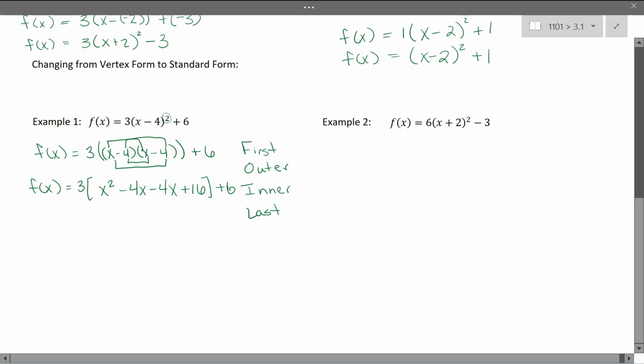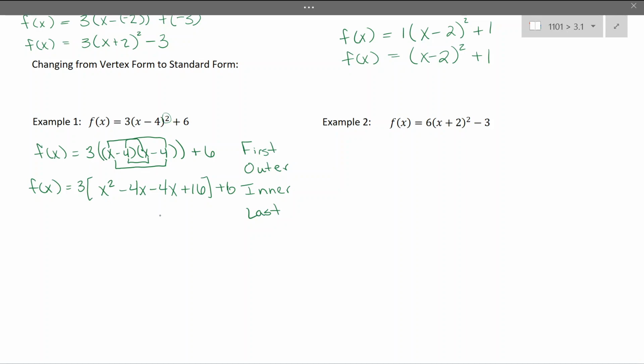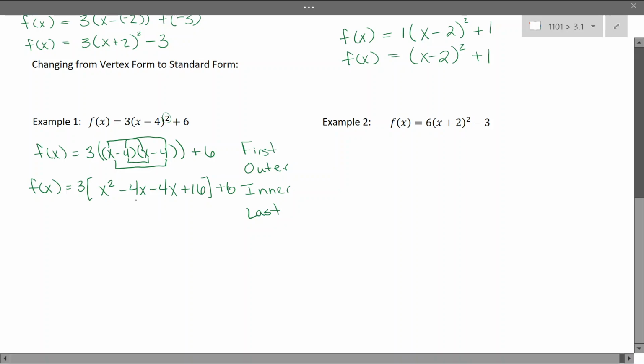Next, we deal with the parentheses we have. So we're going to distribute. But before doing that, what would make it a little bit neater is if we went ahead and dealt with our common terms. So I'm going to have f of x equals 3 times x squared minus 8x, because I have a negative 4x and a negative 4x, plus 16 plus 6. So now let's distribute.